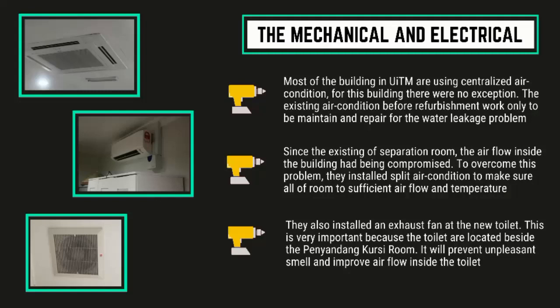Since the existing separation room, the airflow inside the building had been compromised. To overcome this problem, they installed a split air condition to make sure all of the rooms had sufficient airflow and temperature. They also installed an exhaust fan at the new toilet. This is very important because the toilet is located beside the penjangan kursi room. This will prevent unpleasant smell and improve the airflow inside the toilet.